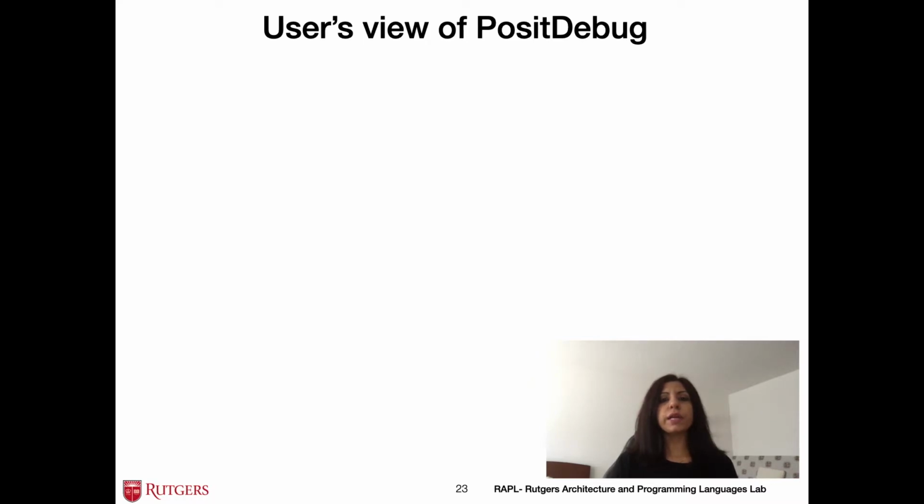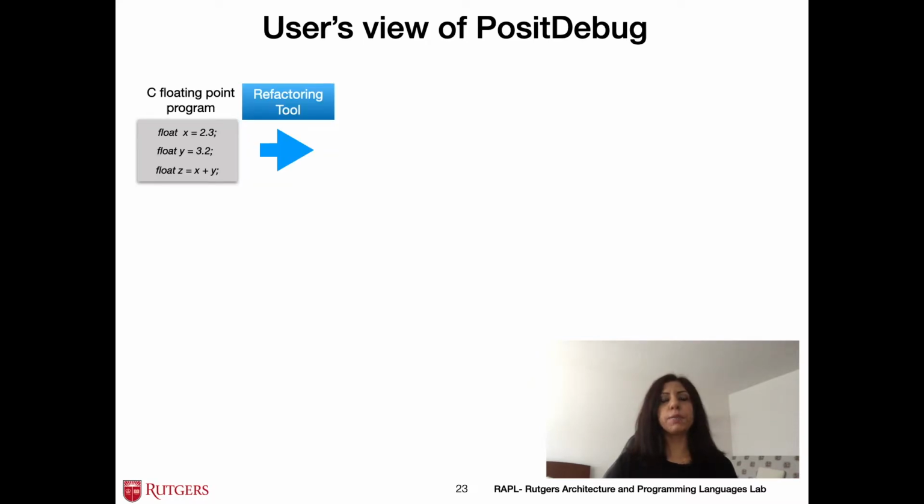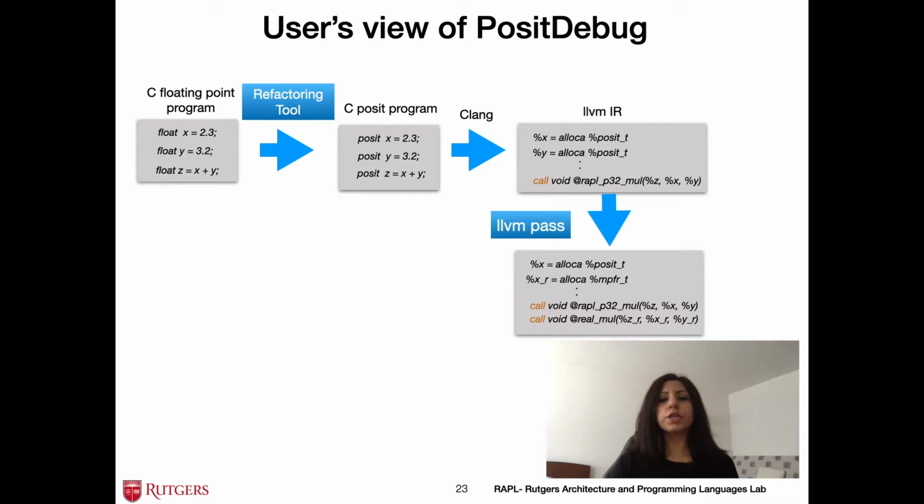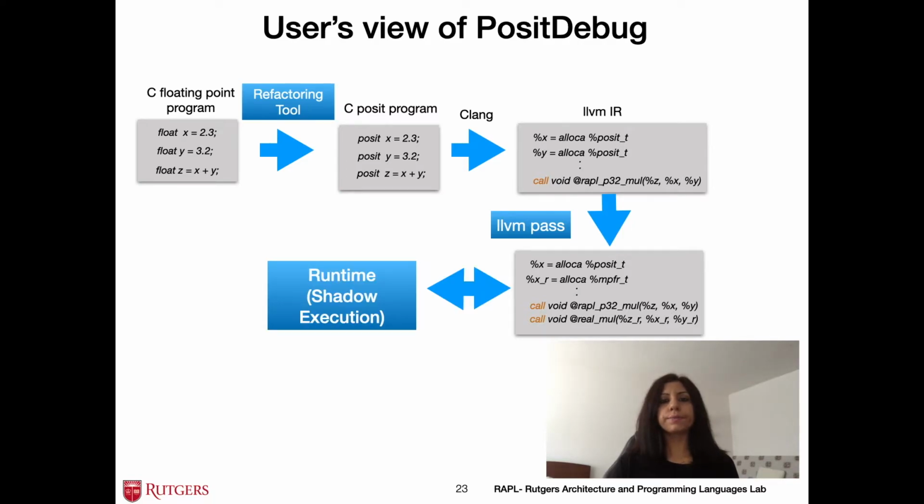We wanted to experiment with large existing floating point applications, but there was no Posit version of these applications. That's why we built an AST to AST refactoring tool which automatically transforms floating point programs to Posit programs. Then you can use the Clang compiler to convert this program to LLVM intermediate representation. Our LLVM pass instruments all the Posit computations to do the shadow execution in higher precision. Shadow execution is done in our runtime library.